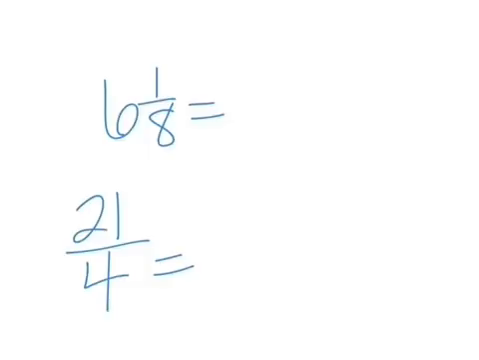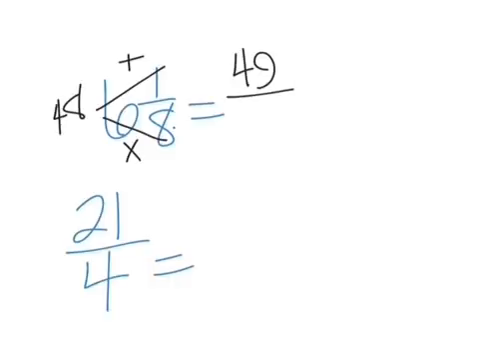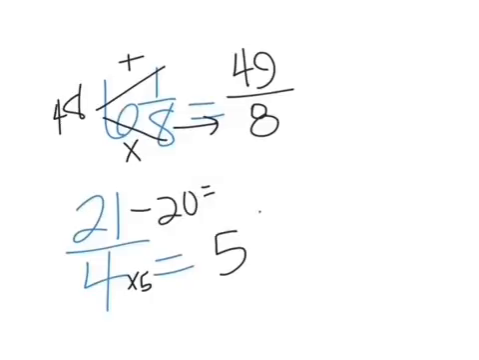Here's a little bit more practice. For mixed numbers, I do the whoop whoop trick. 6 times 8 is 48, plus 1 would be 49. I keep the same denominator, so 49/8. If we're going to go from an improper fraction to a mixed number, 4 times what is going to get me close to 21 without going over? Well, I know 4 times 5 is 20. So 5 of those 4s can come out. When I subtract, I'd have 1 left over out of 4.